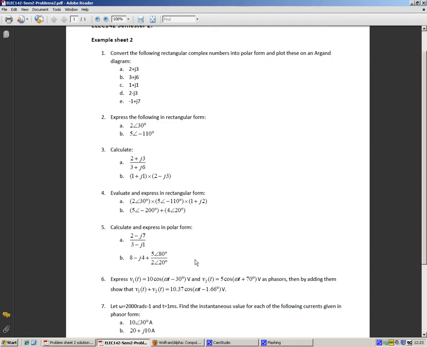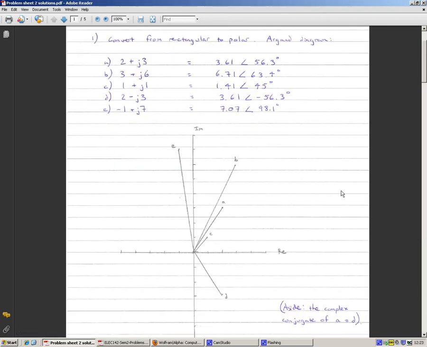So question 1 asks you to convert the following rectangular complex numbers into polar form and plot these on an Argand diagram. We've got A, B, C, D and E. So for this question, I don't want you to prove how you do it. That's not necessary because we're just looking at different forms here. So you should be able to do this on your calculator.